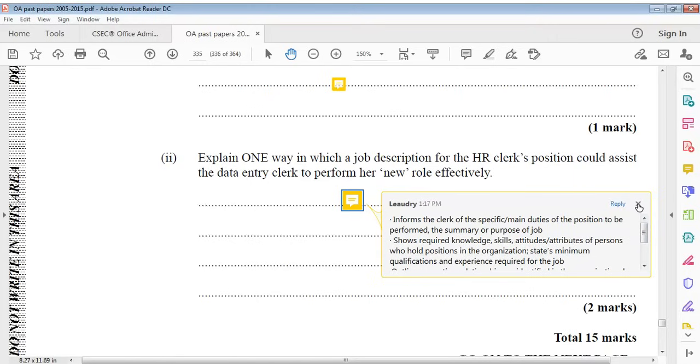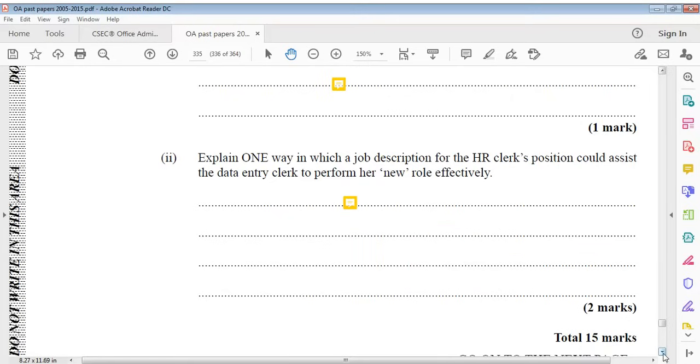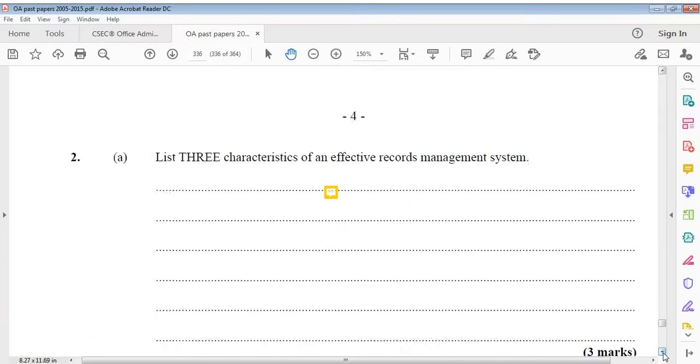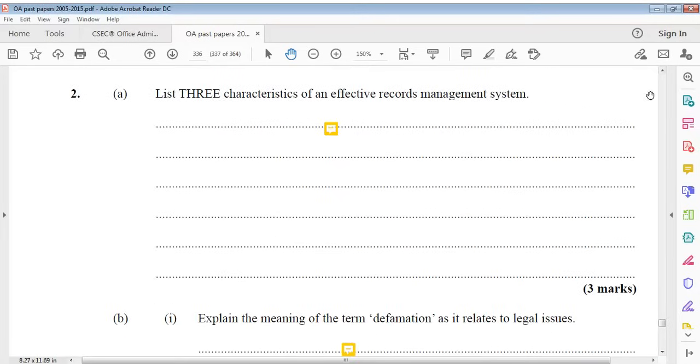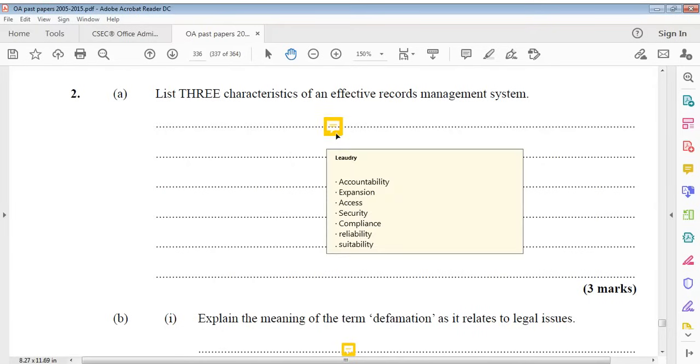All right. Let's go on to question number 2A. It says, list 3 characteristics of an effective records management system. So we're going to list 3 characteristics.